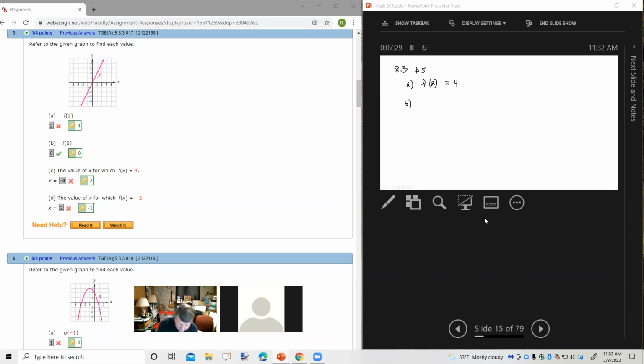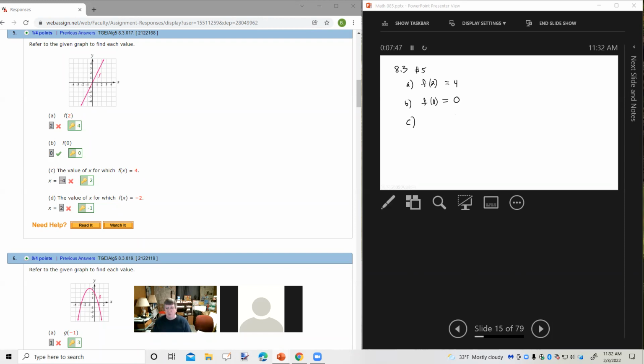All right. Part B says find f of 0. So again, we go to the graph. We want to know the y value when the x value is 0. Well, the x value is 0 right here, and so is the y value. This graph goes through the origin.